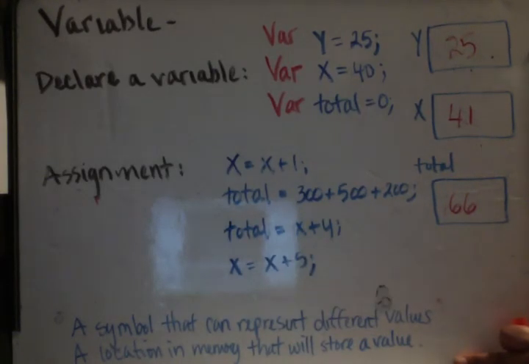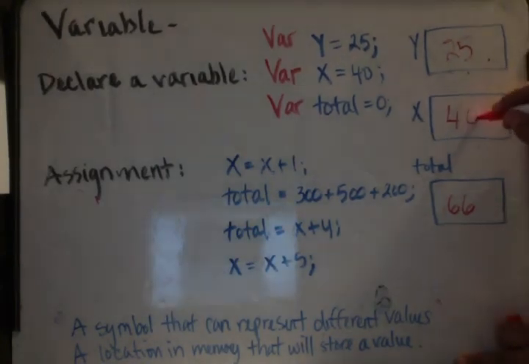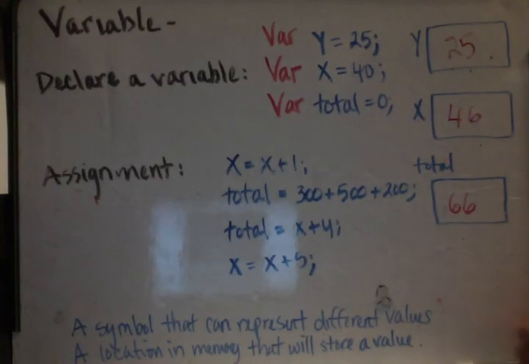And the final equation says x equals x plus 5. So x equals 41 right now. 41 plus 5 would be 46. So I'm going to change the value here to 46. So there's just some examples of how variables change and assignments and declaring variables.